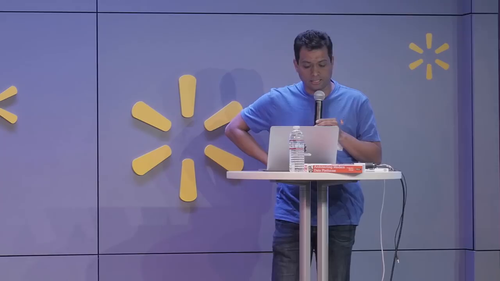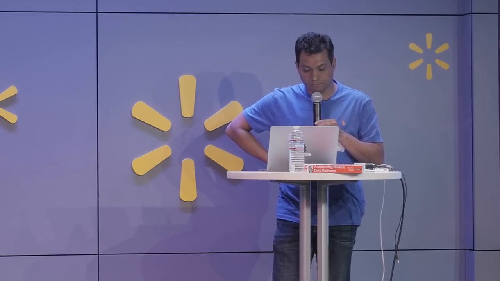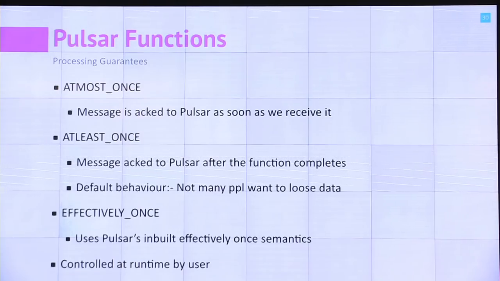Effectively once, you reuse the effectively once mechanism that is already built inside Pulsar. So essentially we make sure that the consumer inside the Pulsar function receives the message only once, and so on and so forth.